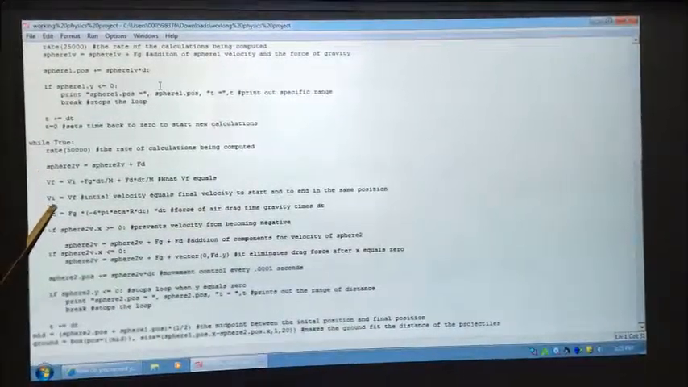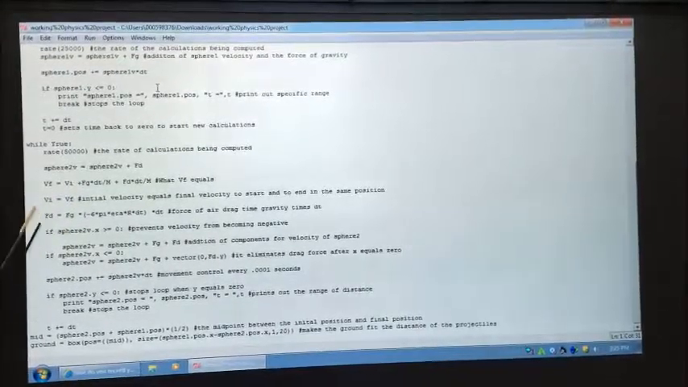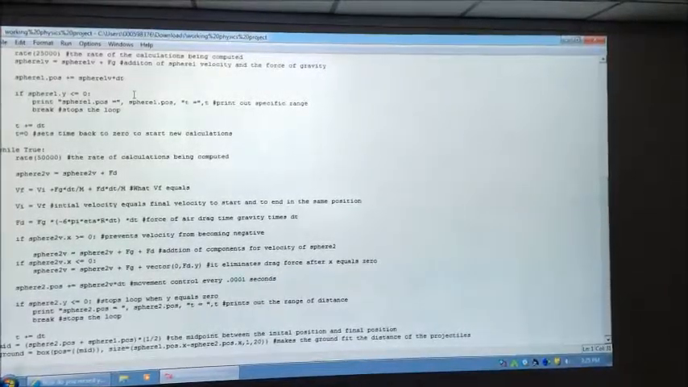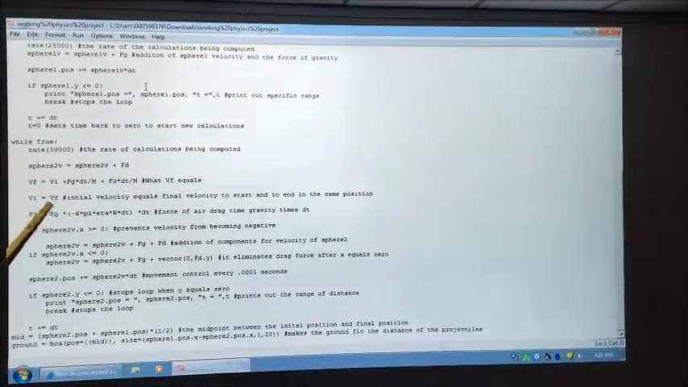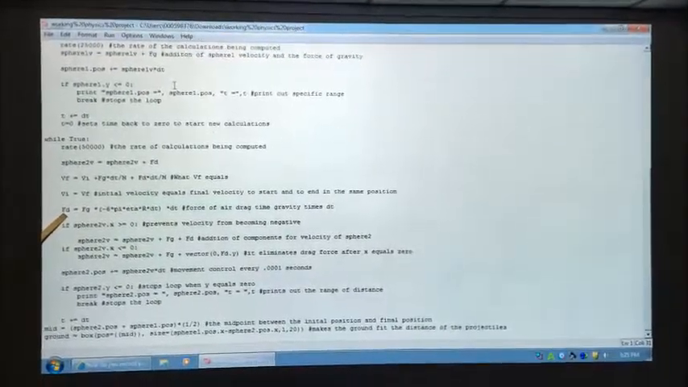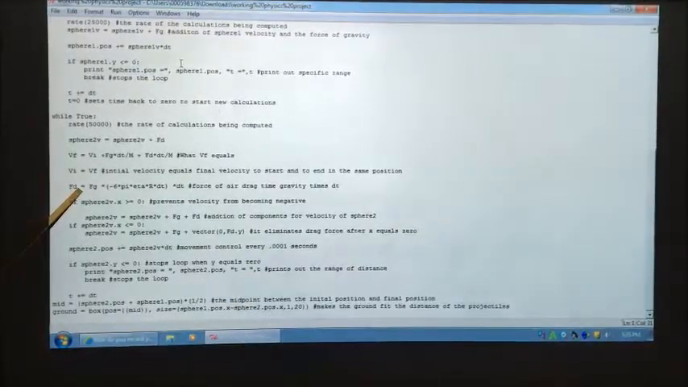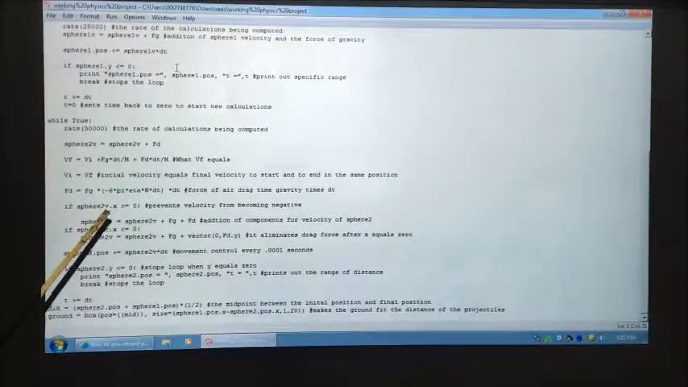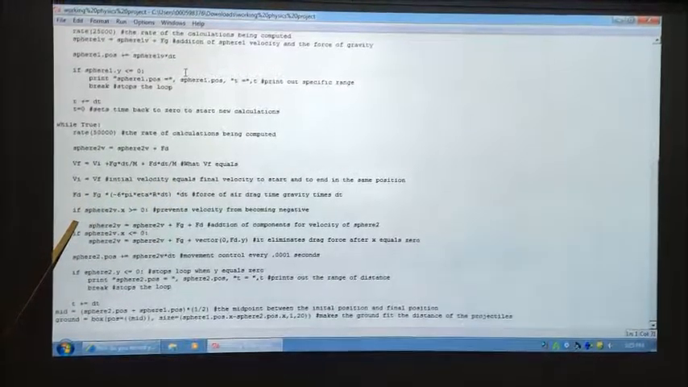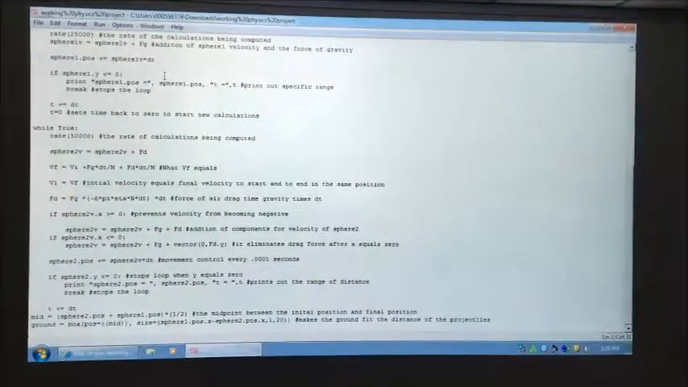For v initial, again, we have it equal to v final, and this is just the initial velocity equals the final velocity, because we want the start and the end positions to be at the same spot, which in this case would be 0. And then f of d is the drag force, which is equal to the force of gravity times Stokes' law times the change in time, which is pretty much the force of air drag times our gravity times dt.